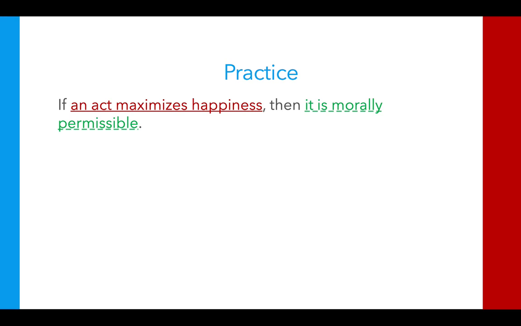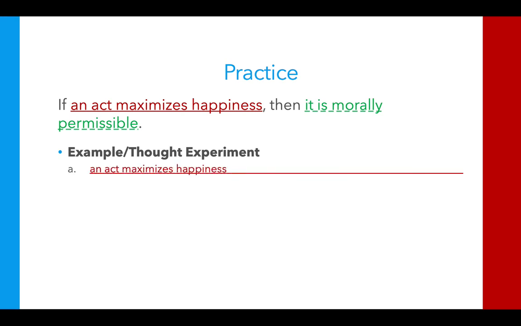Utilitarianism is a pretty plausible moral theory. So this premise, a lot of people think that premises like this are true. We can give examples or thought experiments to provide support for them. What features does an example or a thought experiment in support of this need to have? Well, it needs to have A, an act that maximizes happiness, and B, it's got to be true that that act is morally permissible.